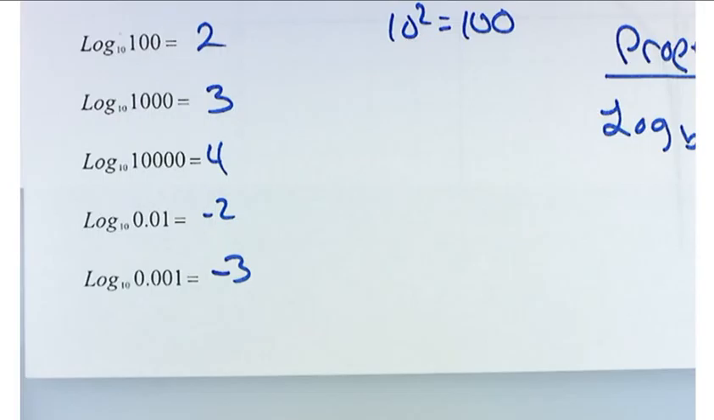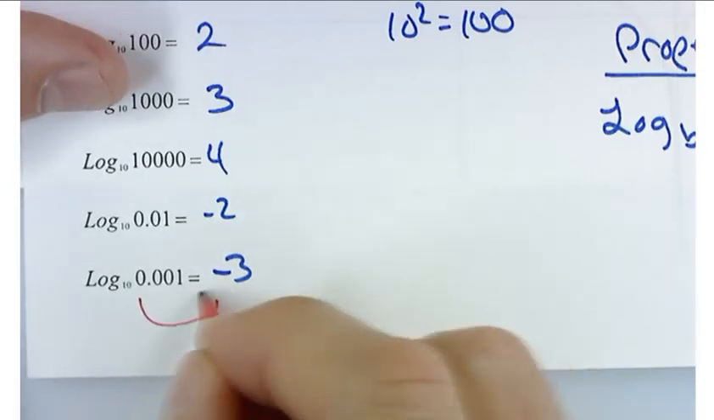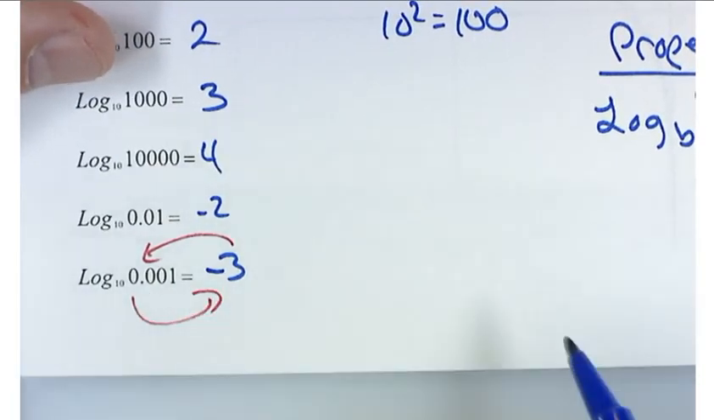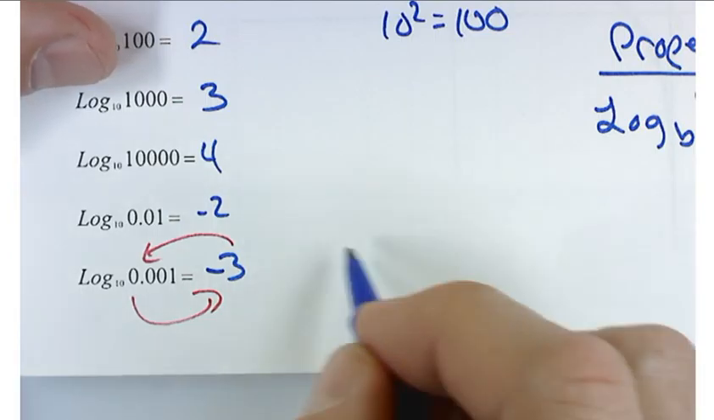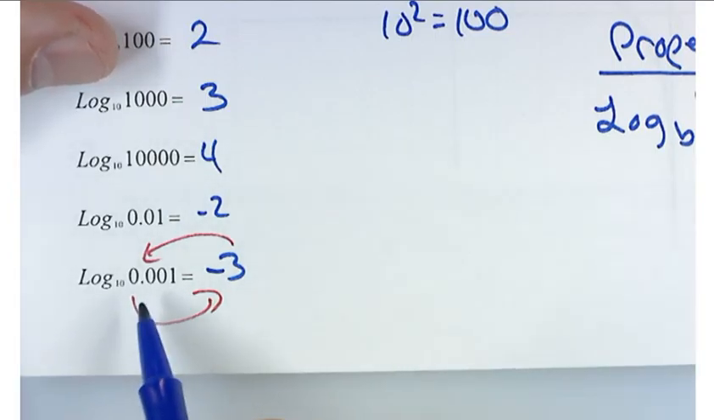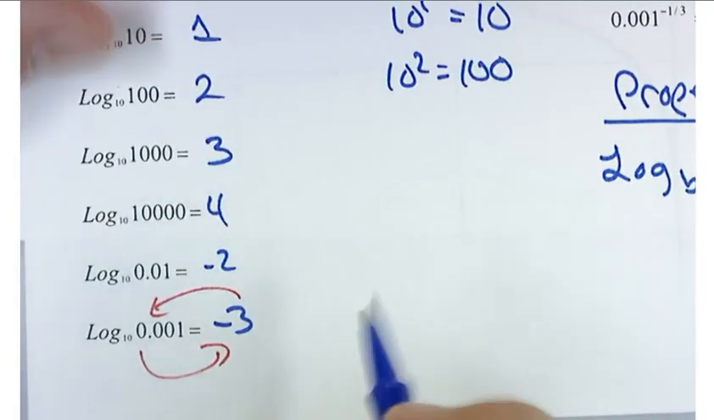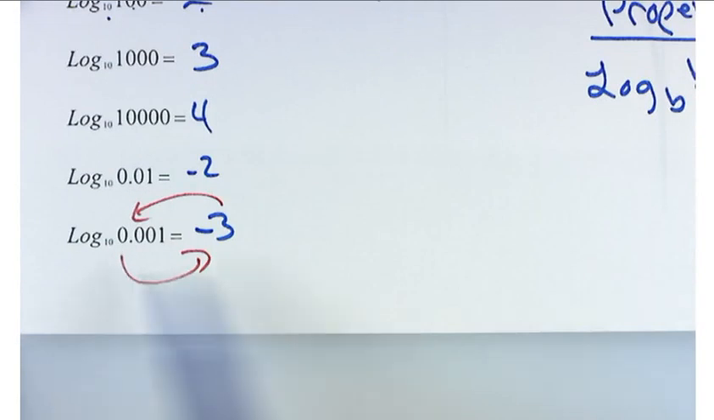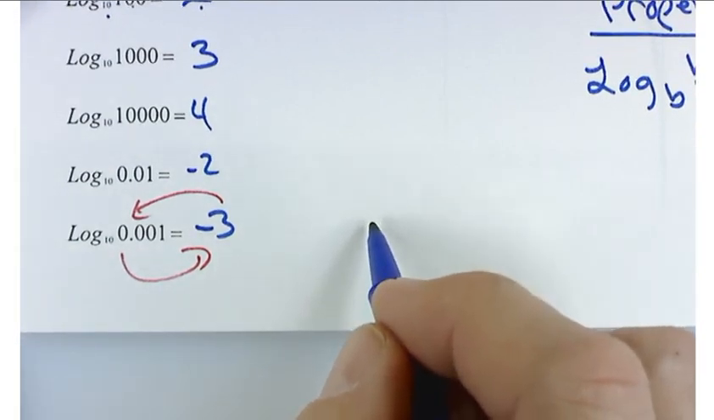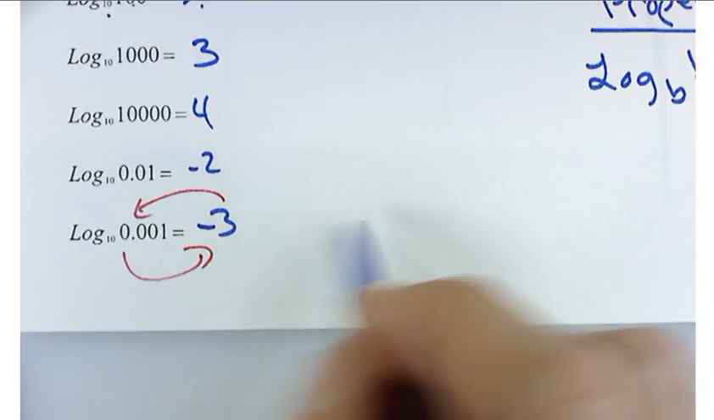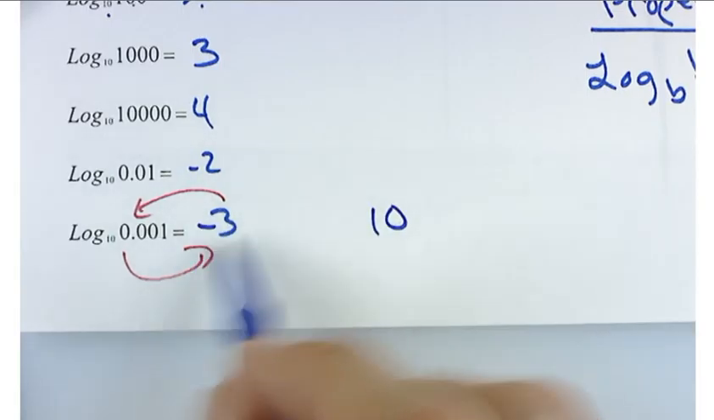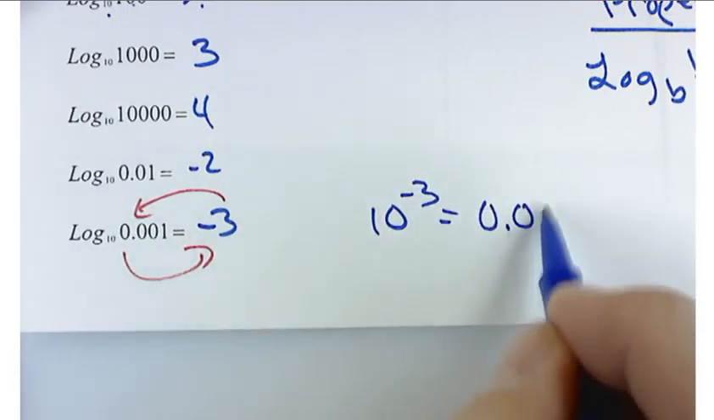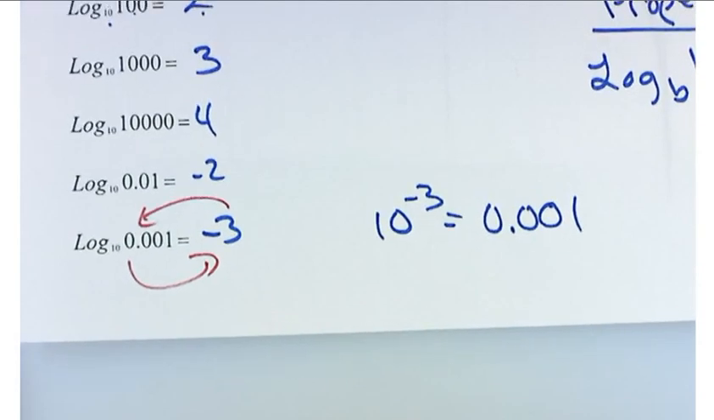Carol, you want to give that one a shot? What would this look like if I rewrote it using exponents? What to what power equals what? So, like this one, it would be 10 to the second power equals 100. How would it look here? 10 to the negative third equals 0.001. So that's rewriting it using exponents.